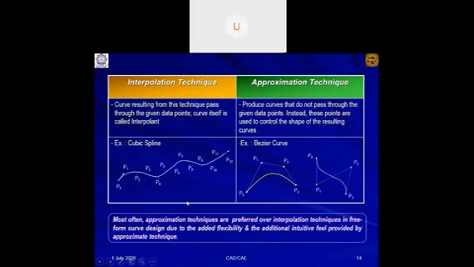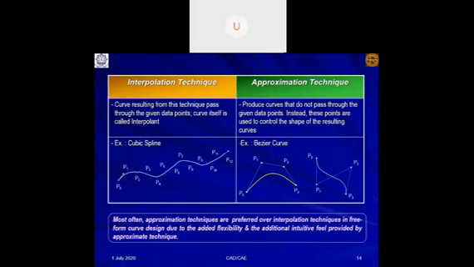Now we would like to explain with a figure the difference between the interpolation techniques and the approximation techniques. In the interpolation technique, the resulting curve passes through all the data points, and the curve itself is called an interpolate. The example I have shown here is a cubic spline, where P0, P1, P2, P3 up to P12 are the data points that you got from, say, an experiment or from a coordinate measuring machine. Now you fit a smooth curve through all the data points, and the synthetic curve generated by this technique is known as the interpolation technique.